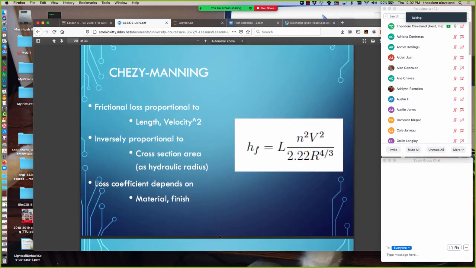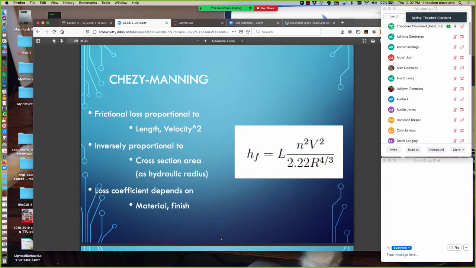The last common head loss model is the Chezy-Manning formula. And it's not common to see it presented as a head loss formula, namely because it doesn't get used like that very often. But here it is, rearranged into the head loss structure.